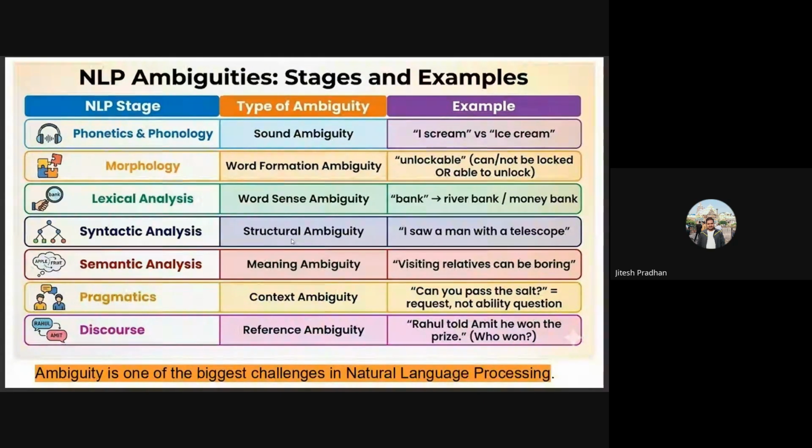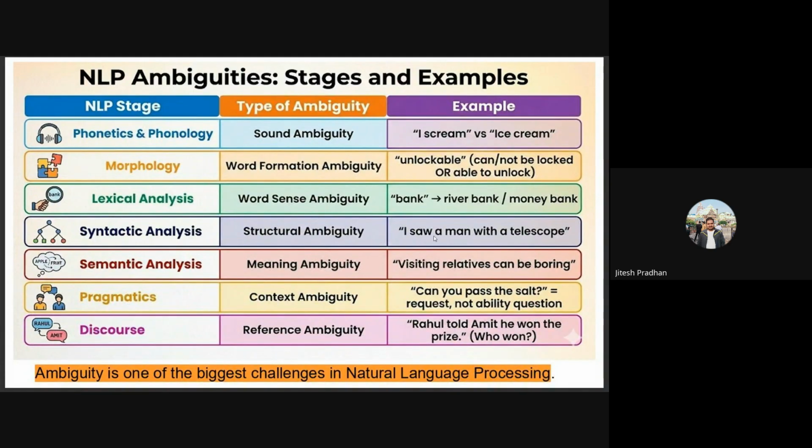Now we have structural ambiguity. Just as we saw, "I saw a man with a telescope" is also a structural ambiguity. The structure is correct, but the same structure can give you multiple meanings or multiple interpretations. That is structural ambiguity.